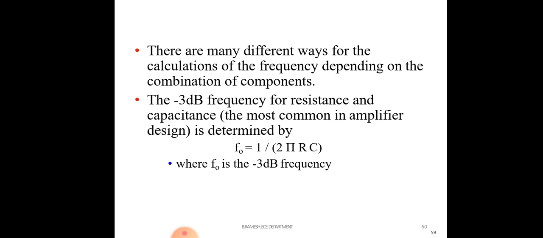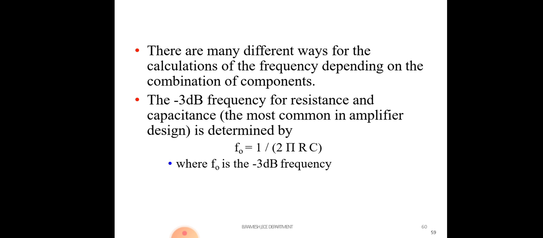So at the circuit reactance, this is where f naught is the 3 dB frequency. The 3 dB frequency is nothing but the cutoff frequency, you can say. It means the maximum gain is divided by root 2, that is in dB, it becomes minus 3 dB. So this is the RC network.